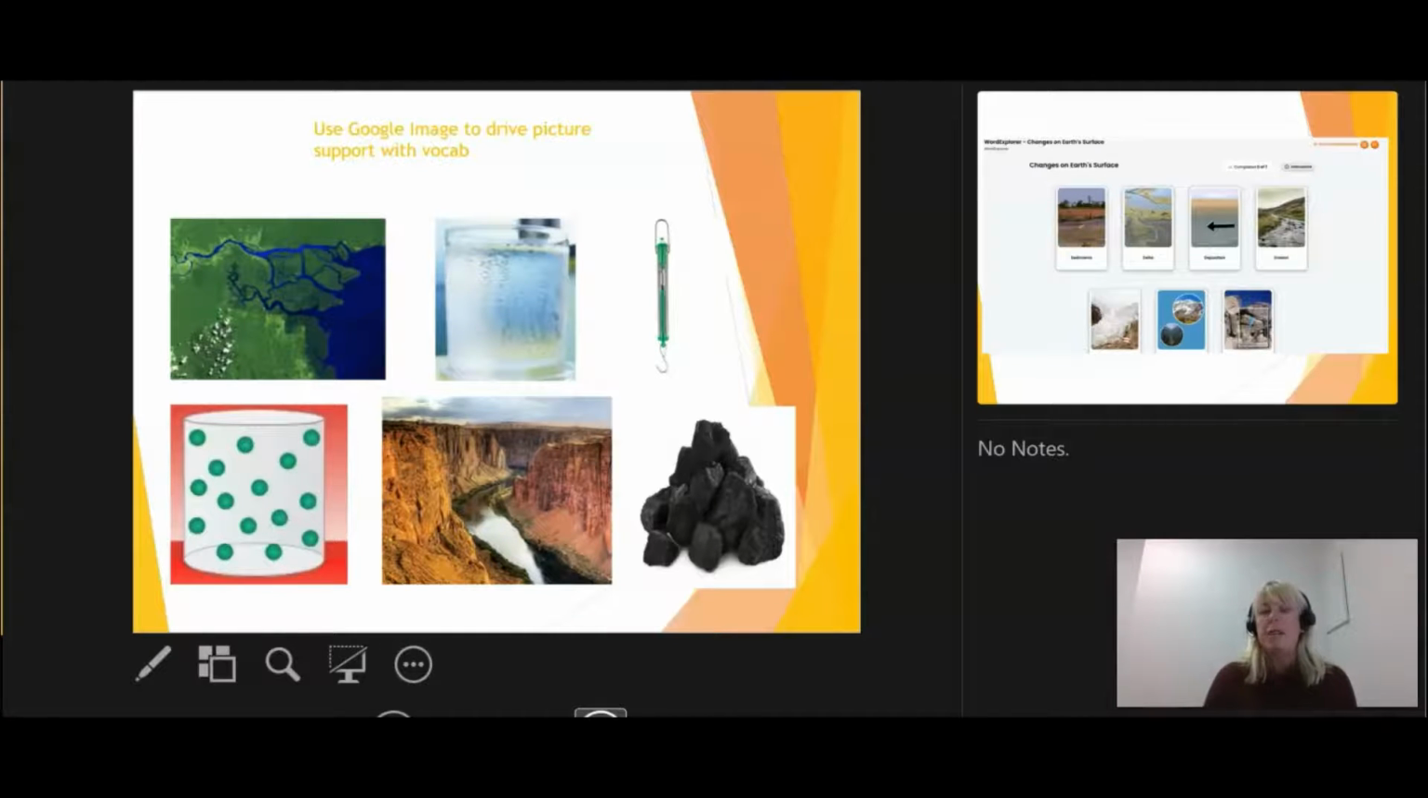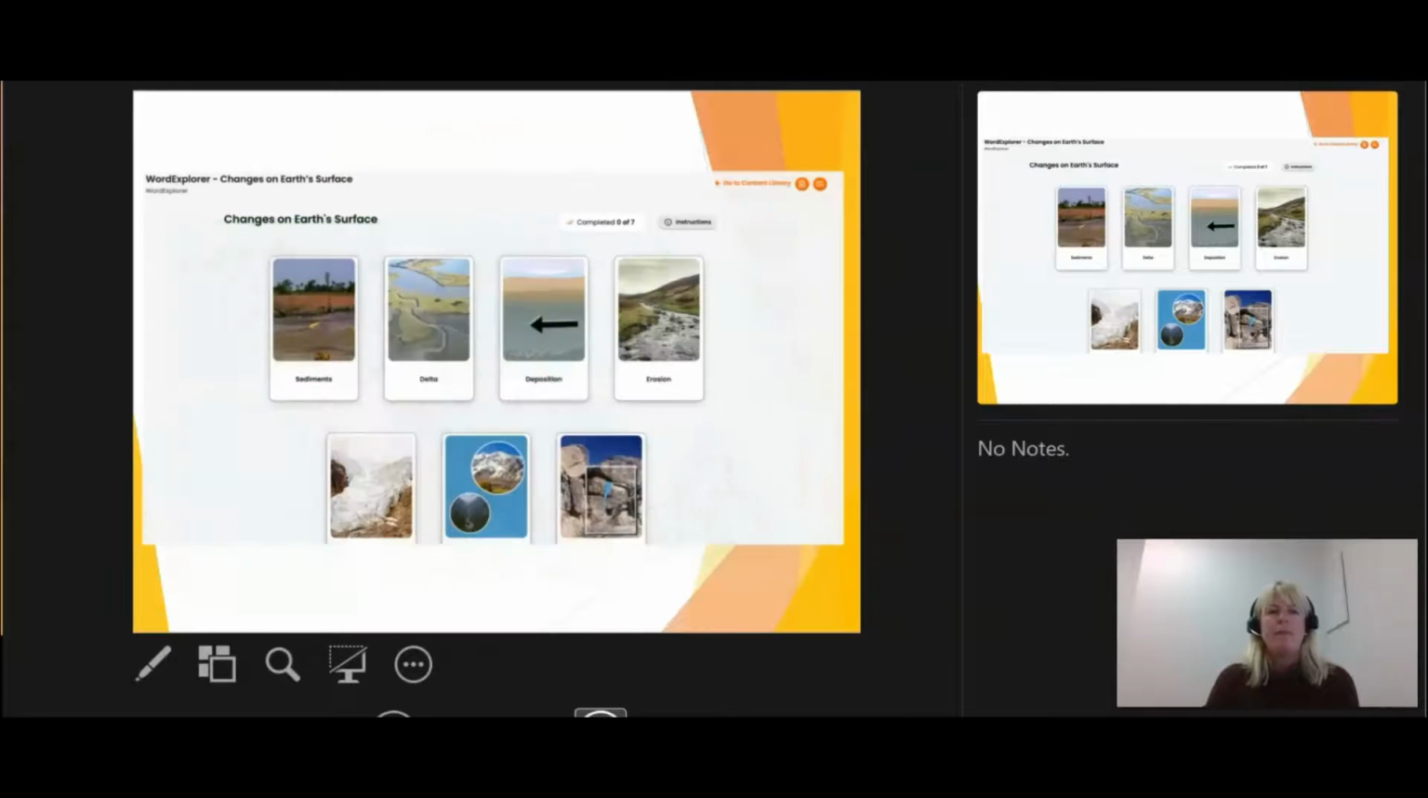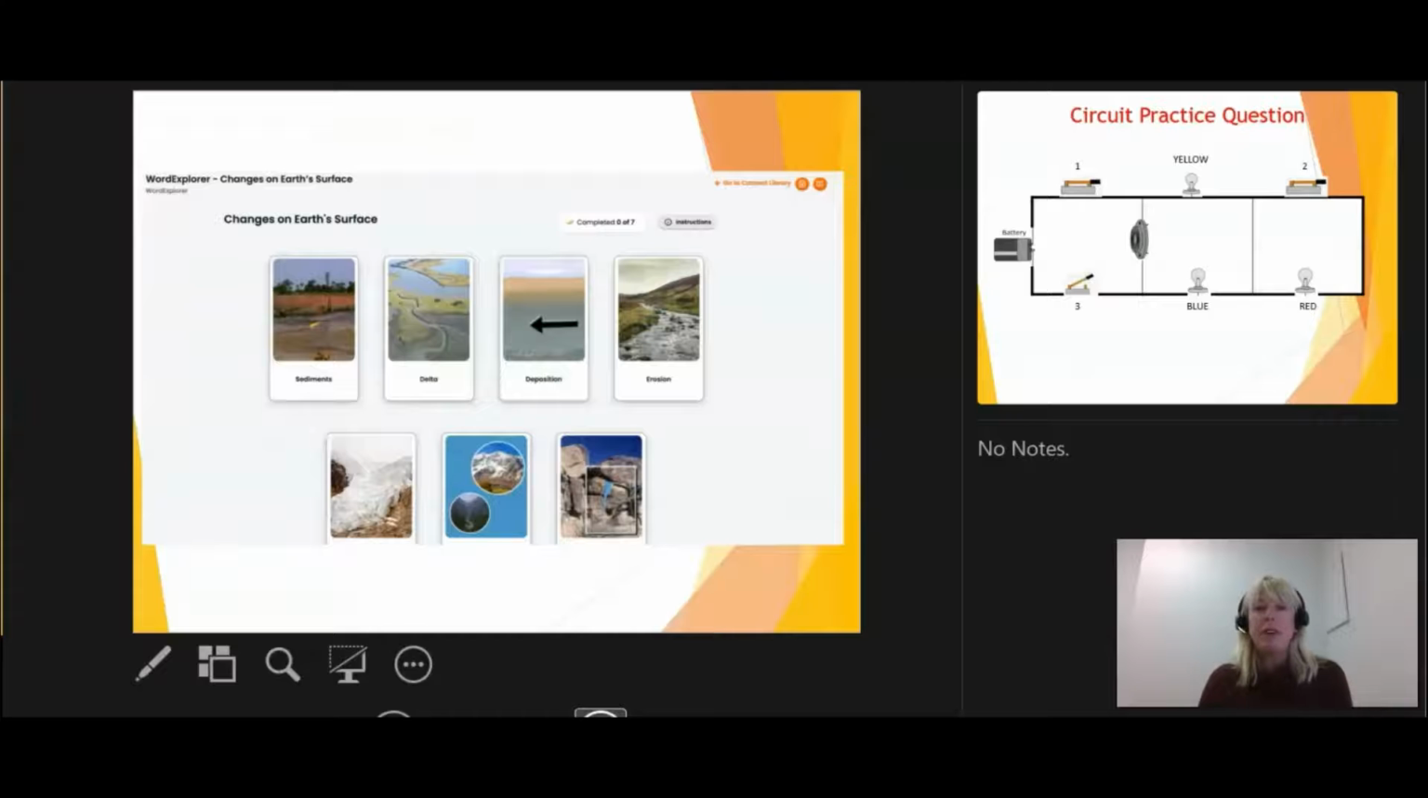Next, you might use Google Image to drive picture support and vocab development. So I just picked a random 6 images up here. And so quickly, my students are going to try to whiteboard what the answers are to these questions. Always one of my favorites, EduSmart's Word Explorer. I pulled up one right here. It's over changes of the Earth's surface. You can see that there are 7 key vocabulary words we're focusing on. So once you click on each of these images, it's going to turn over and give you a definition. And then also it would give you some word vocabulary practice that's very interactive.